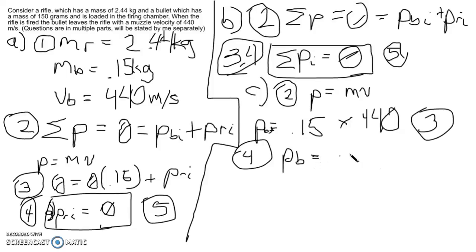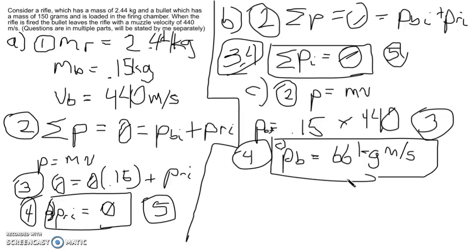equals 66. Oh yeah, I forgot to write in units, so write in kilogram meters per second. So that is letter C. As you can see, they're not that hard at the start.